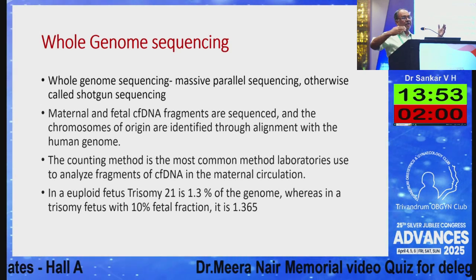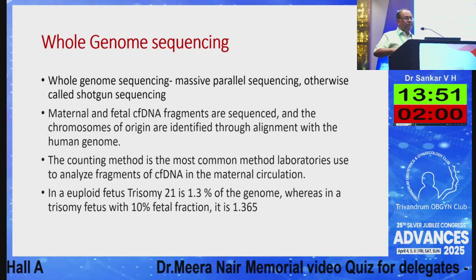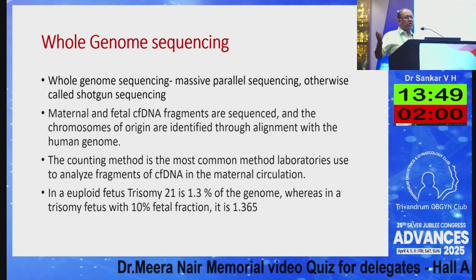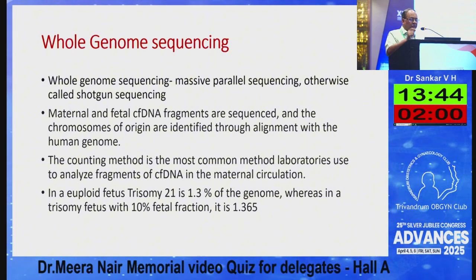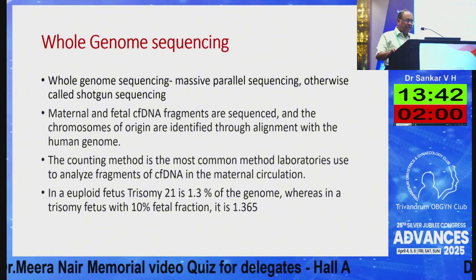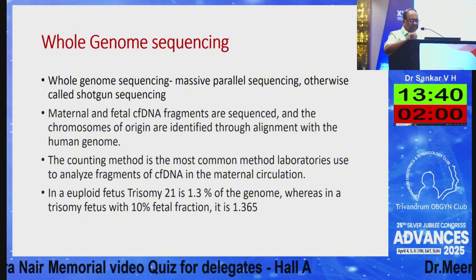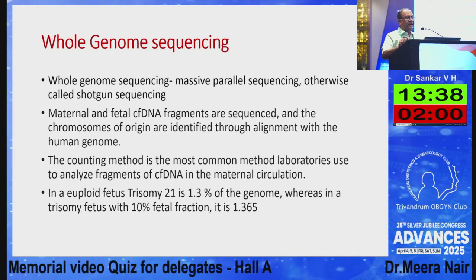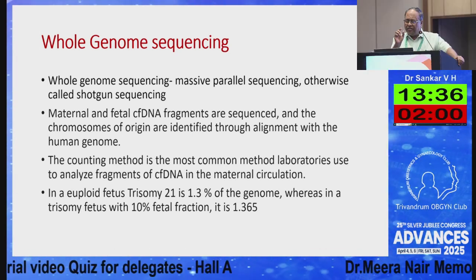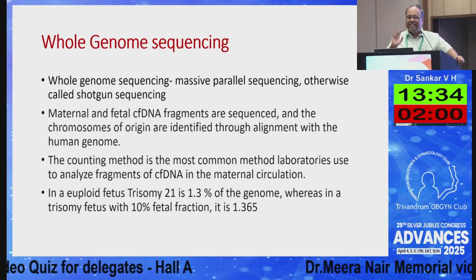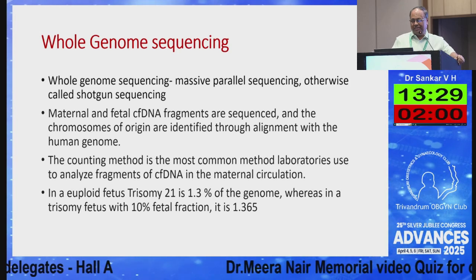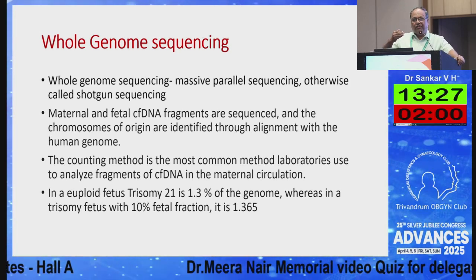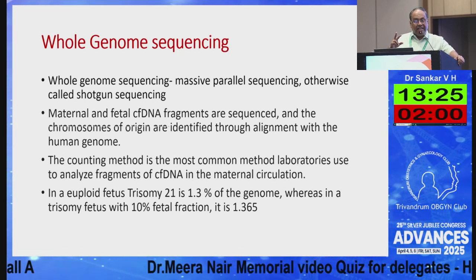When you are using 100 millions of base pairs and a large amount of sample, there will be 1.3%. If it is more than that, by a calculation I have done, at a 10% fetal fraction it will be 1.365, only a very marginal increase. So if it is a 2% fetal fraction, the increase will be very minimal. That is why, when the fetal fraction is very low, the error rate is more.